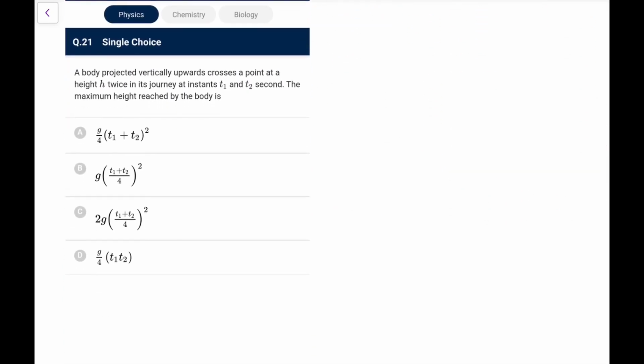A body projected vertically upward crosses a point at a height h twice in its journey at t1 and t2 seconds. The maximum height reached by the body is. So this is a very famous subjective question. Now they have given it in objective form, so let's try. At a particular height, I know it would be at 2 times, given as t1 and t2. Now you have to find the maximum height reached by the body.